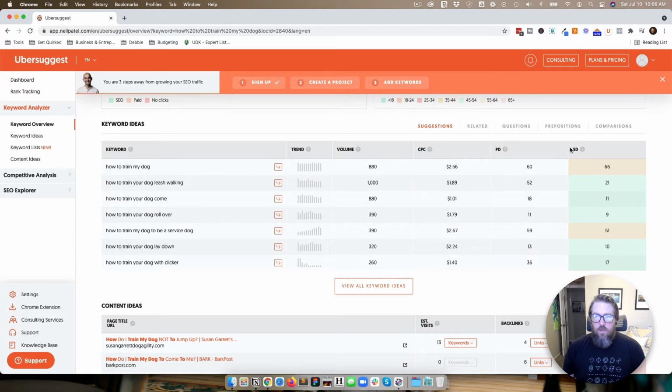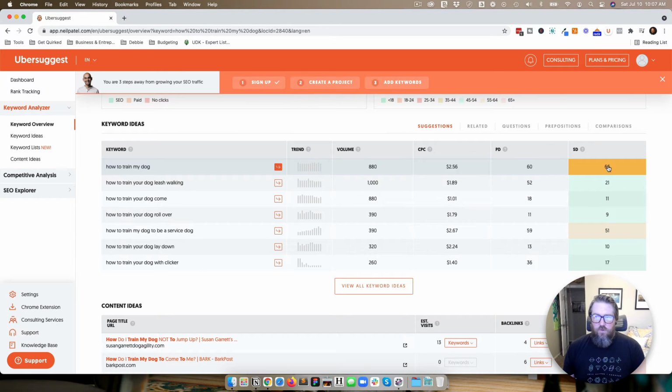So the PD and the SD, less important for this kind of overview, but still wanted to give you those numbers. So this is paid difficulty, and it goes on a scale of 1 to 100. So the higher the number, the more competitive it is. So there's more competition in the market. Not a bad thing, just something to be aware of. And then your SEO difficulty number is exactly that, but just for the organic. So the higher the number, the more competitive that is as well. So how to train my dog, that is a very competitive keyword for SEO.